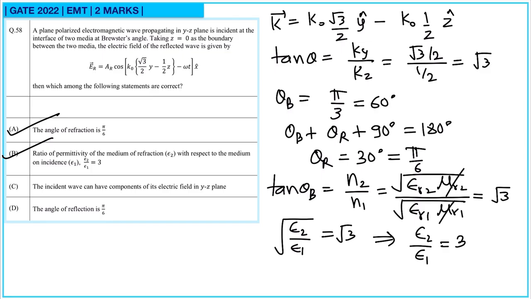Now for option C, incident wave can have components of its electric field in YZ plane. So that is not correct. And for option D, angle of refraction is pi by 6. So this is also not correct. Okay, for C, it is given that the incident wave can have components in the electric field in YZ plane. And we have calculated k here, so it is along YZ plane. So yes, it is correct. Incident wave can have components in its electric field in YZ plane.